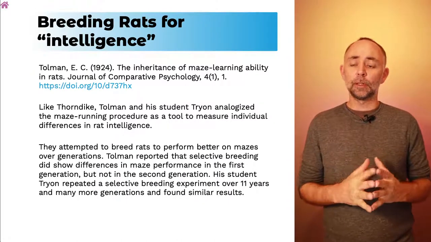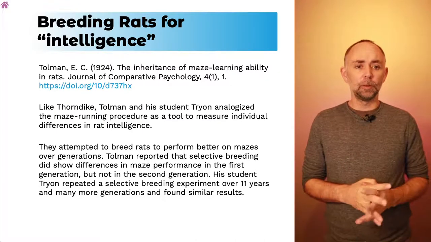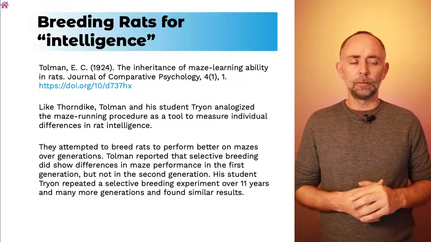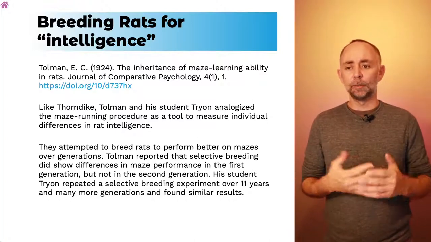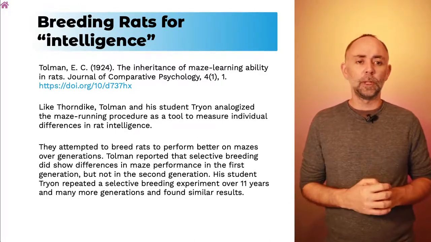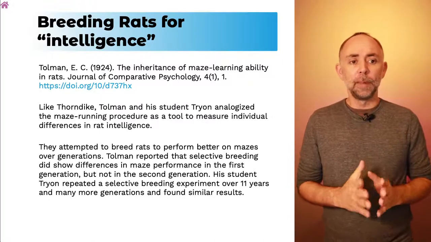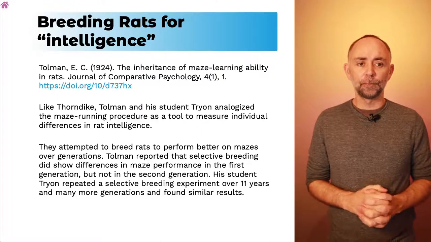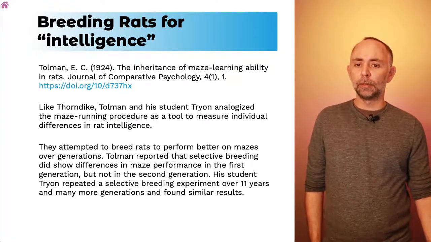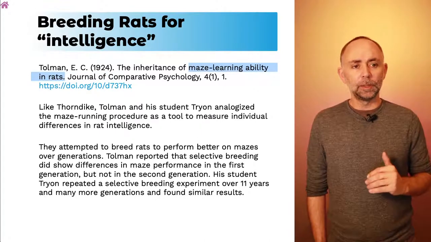Now, Tolman was conducting his research in the heyday of the eugenics movement, and we will continue to see connections between eugenic psychology and behaviorism and even cognitive psychology. So, for example, in 1924, another reason Tolman was conducting maze learning ability research was because he was using maze learning ability as a proxy for animal intelligence.